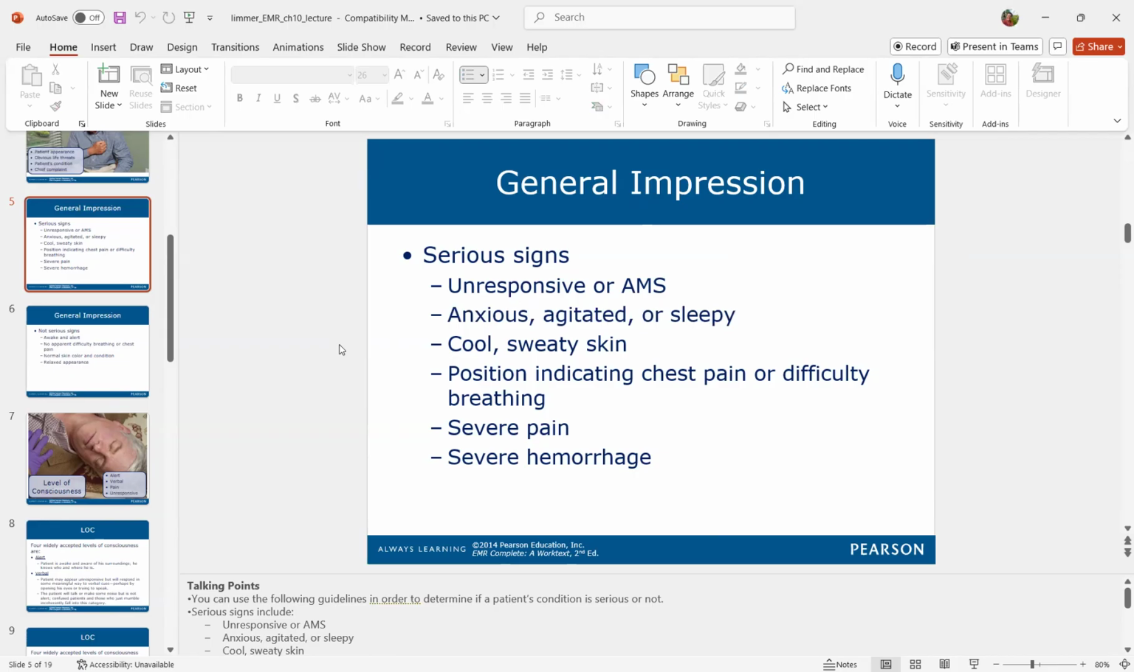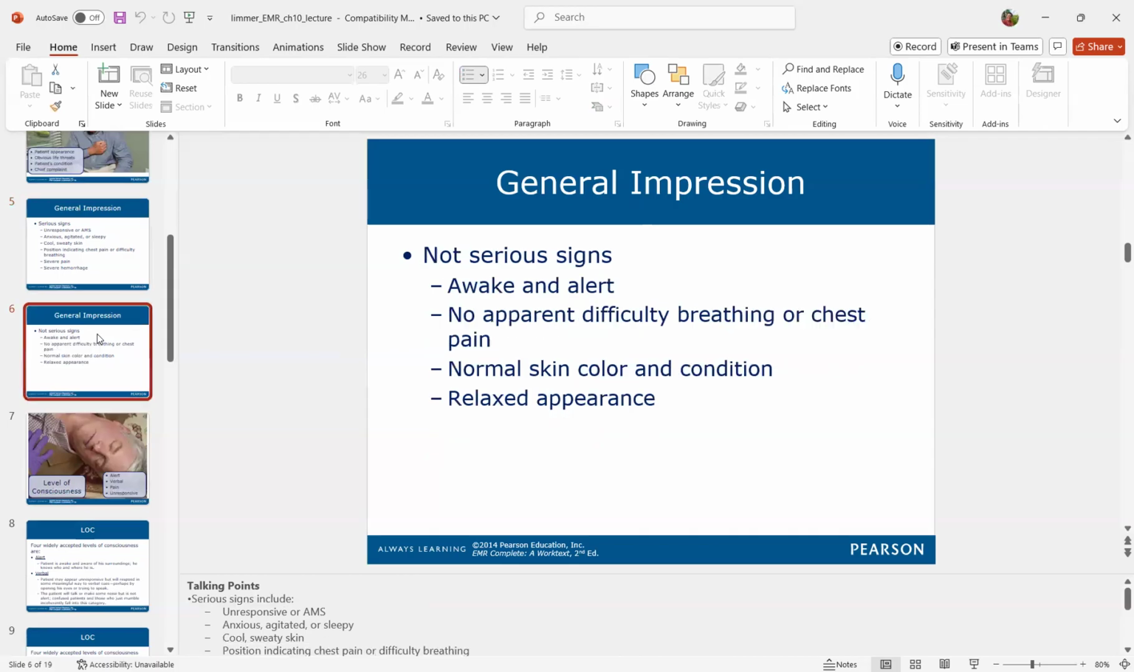And when we talk about the cardiac chapters and respiratory chapters, we'll talk more about what these are, but that would be like the tripod position. Somebody's sitting there leaning forward because it's hard to breathe. If they're in severe pain, or a severe hemorrhage, so they're bleeding, like there's blood squirting out everywhere. Those are some serious signs.